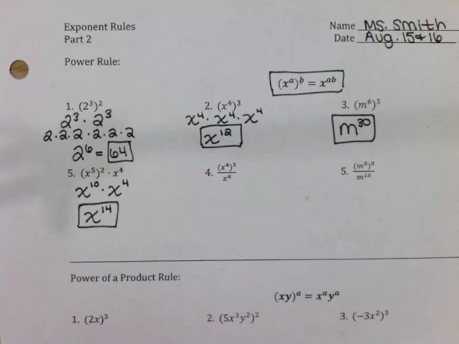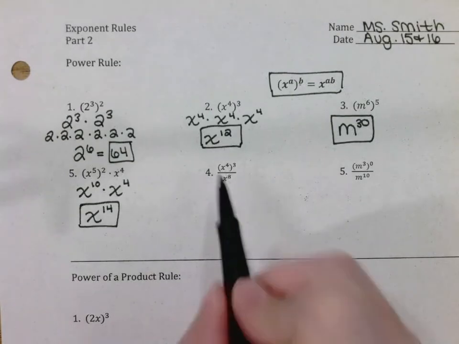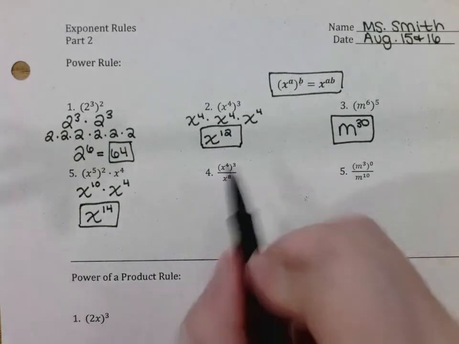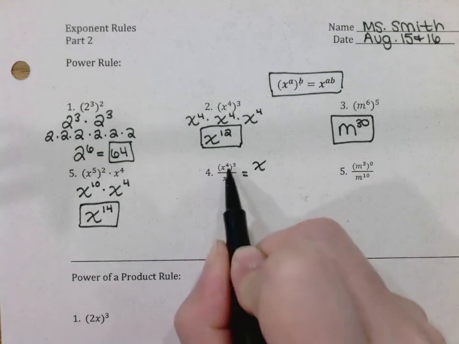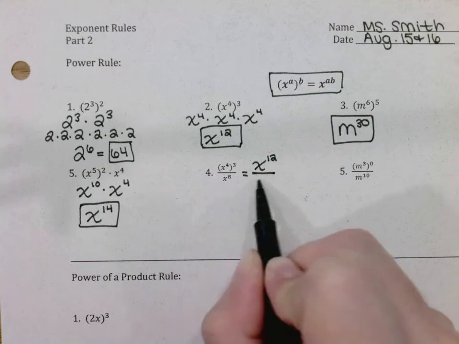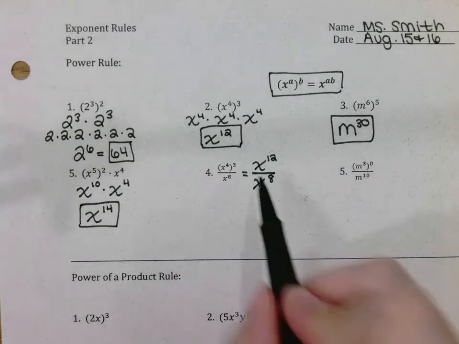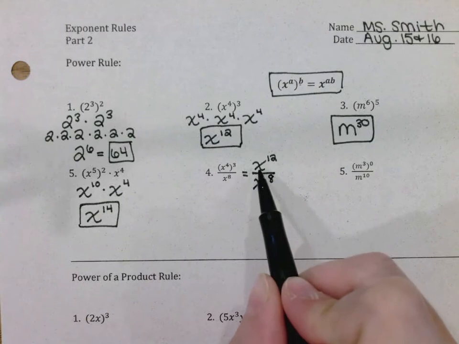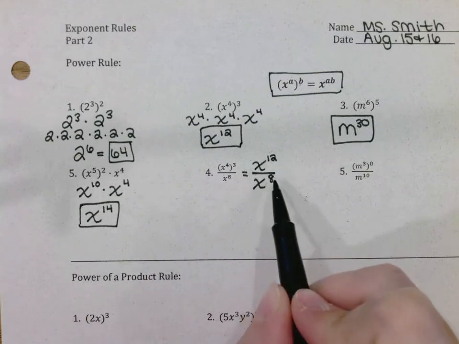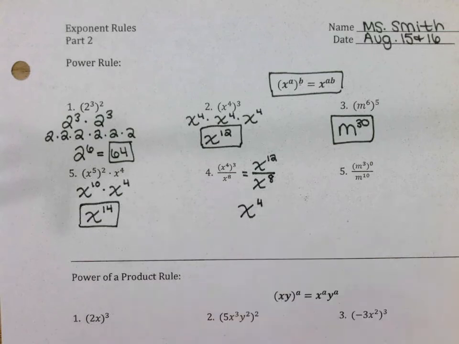All right, for number 4, I'm going to focus on the numerator first and do the power rule, since we have an exponent raised to another exponent. That's going to be x to the 4 times 3, which is 12. Still being divided by x to the 8th. And at this point, hopefully you notice that we can use the quotient rule, which says if we're dividing 2 terms with the same base, we can subtract our exponents. And so 12 minus 8, that's x to the 4th power.